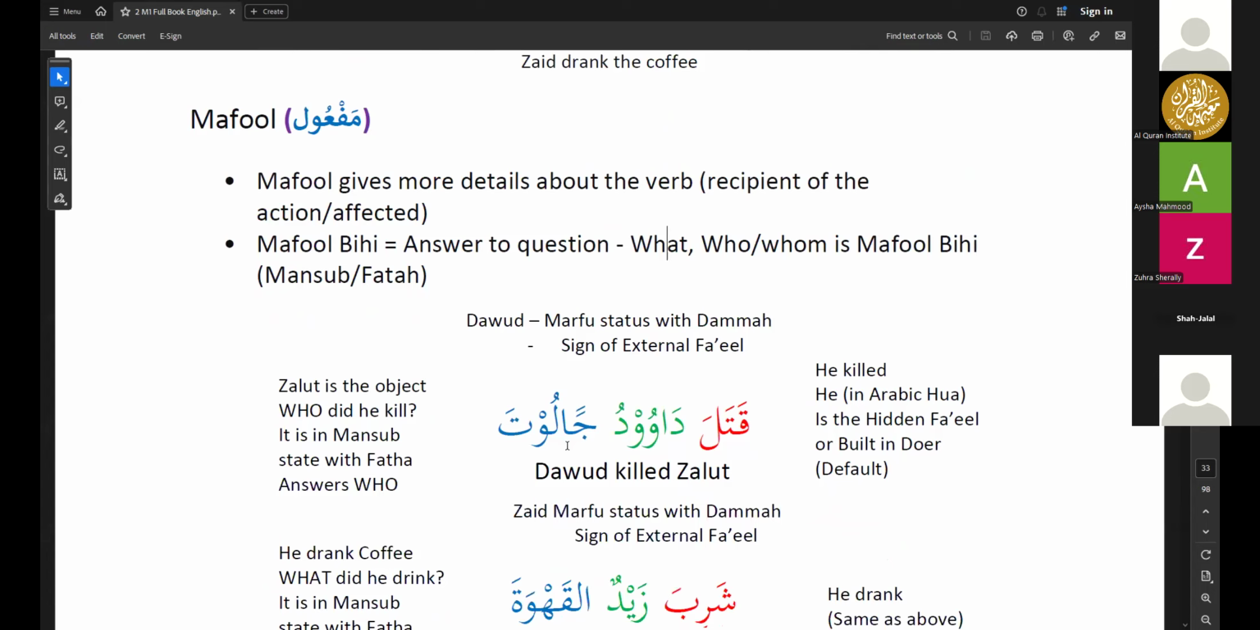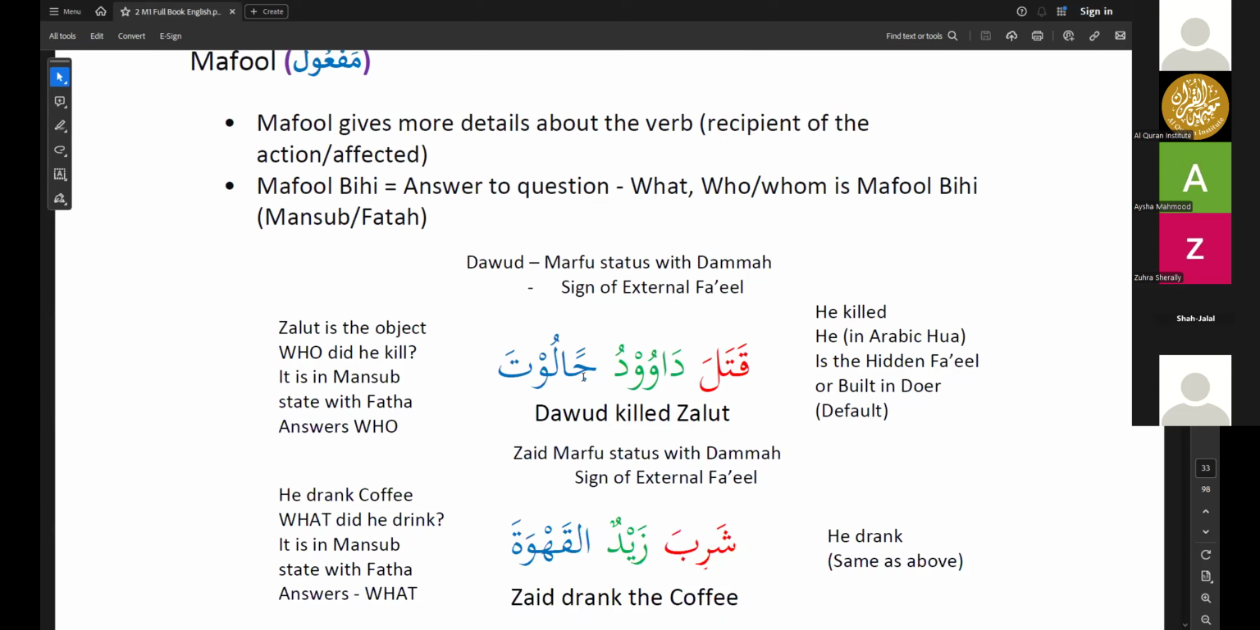Qatala Dawood Jaluta. Jaluta is the object or maf'ul, and that's why it is mansub. That means the last haraka of this word is Fatha. And Dawood is the fa'il or doer, and hence the last haraka is Dhamma. Dawood. As Ustad mentioned, here you can see just one Dhamma, but in the bottom it's Zaidun, with Dhammatain.